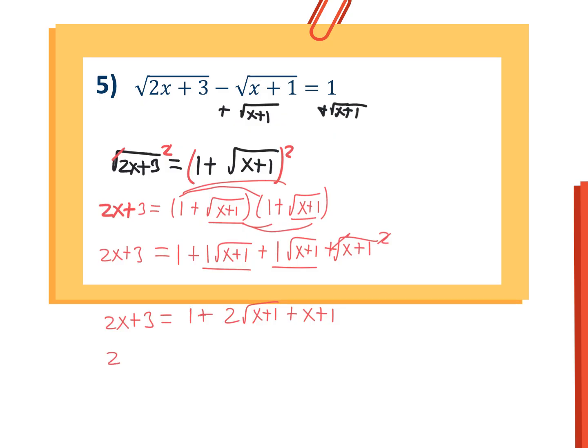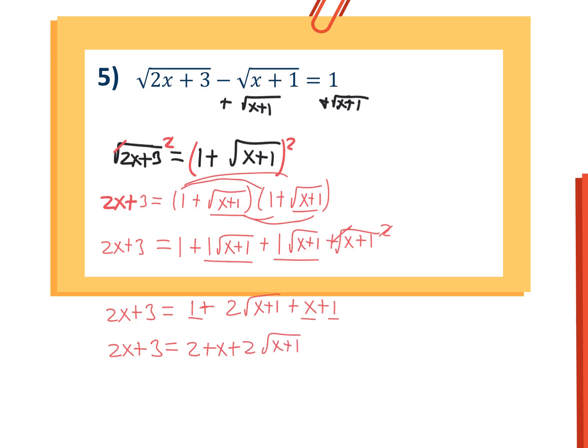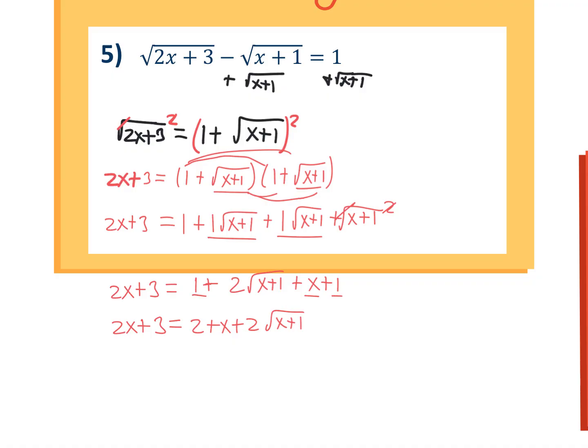So this is going to get me 2x plus 3 equals 1 plus 1 is going to get me a 2. And then nothing combines with that x, so I'm going to get 2 plus x plus 2 square root of x plus 1, all right? So it looks a little bit better, but again, we want to get that radical by itself. We got one of them by itself, right? So we got this one by itself.